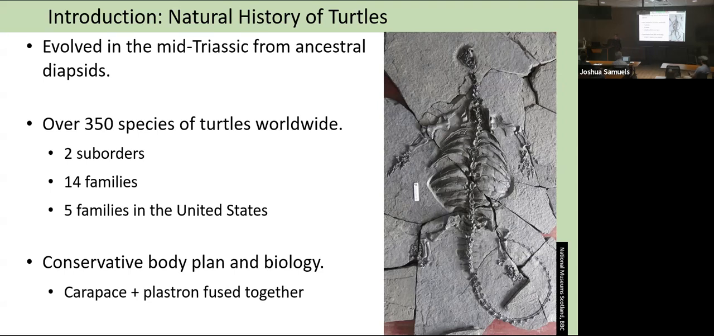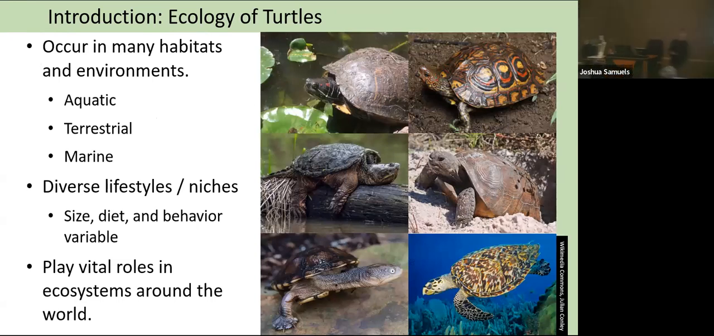Now, the most recognizable feature of turtles that everyone's familiar with, of course, is their shell, composed of a carapace and a plastron fused together. The shell has been really a key feature in their success over the years. It's also limited them ecologically to what they can and can't do. However, they have diversified into a broad range of habitats and niches.